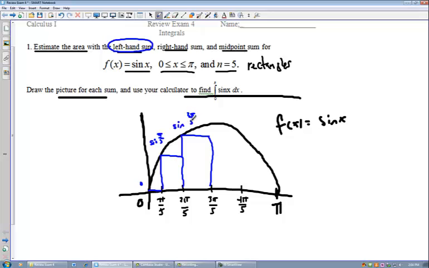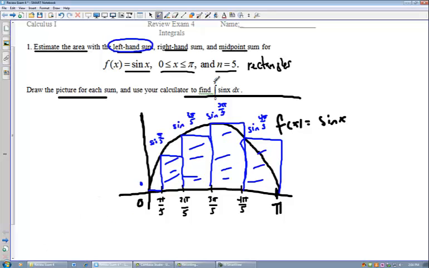Remember, left-hand rule, use the left-hand endpoint. And then this one's going to go up, go over, come down. So this is going to be the sine of 3 pi over 5. And I have one more to do. So it's going to go up here, over here, and down here. And so this is going to be the sine of 4 pi over 5. And all I need to do is compute these 5 areas.